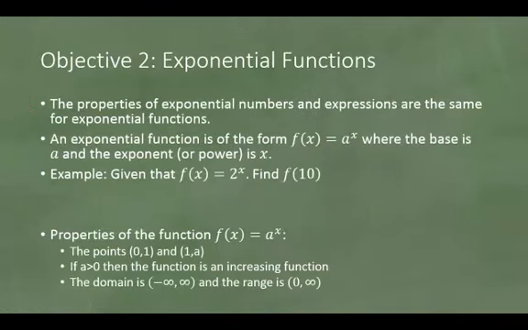Exponential functions. The properties of exponential numbers and expressions are the same for exponential functions. So all these properties you learned before are still going to apply. So we have an exponential function is equal to a to the x. So given that f of x is equal to 2 to the x, find f of 10. In other words, plug in 10. In other words, 2 to the 10th. That's 2 times 2 times 2, 10 times, which would give you 1,024.